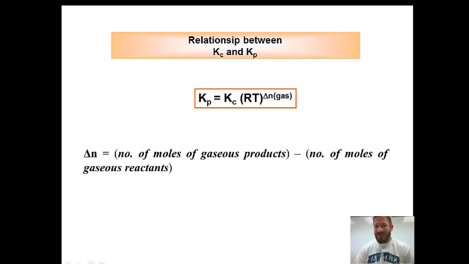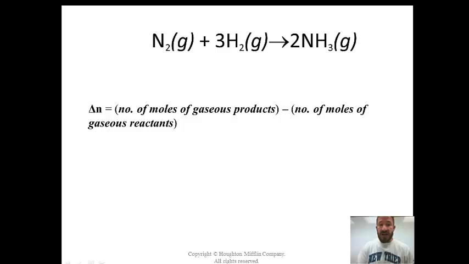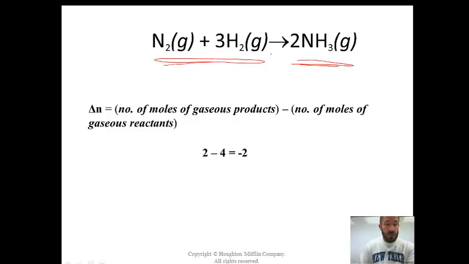And then delta n means change in moles of gas. Now, what in the world is that? Delta n is the moles of gas products minus moles of gas reactants. Now, how do you do that? Let's look at this example, and this is our last slide. Let's say you want to do the delta n for this reaction of nitrogen plus hydrogen forming ammonia. So what you do for this, you'd say moles of gaseous products, these are your products, minus moles of gaseous reactants, these are your reactants. So basically it's going to be 2 minus 4, which gives you minus 2. And so that is a number that you would plug into that expression when you solve for it.